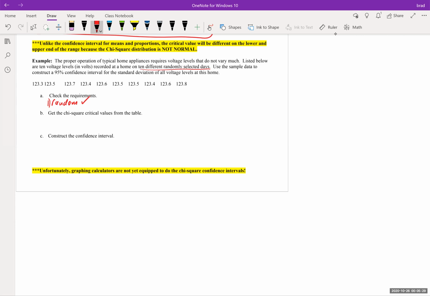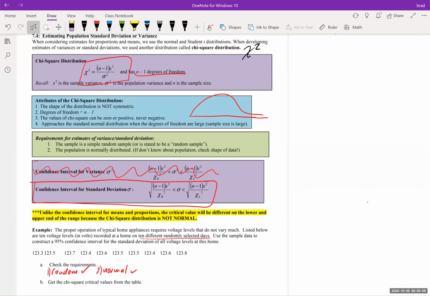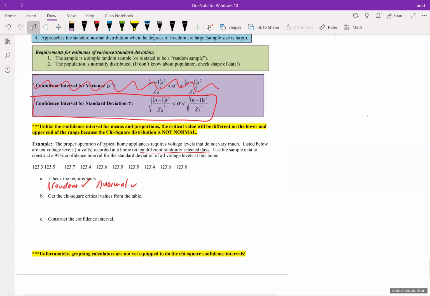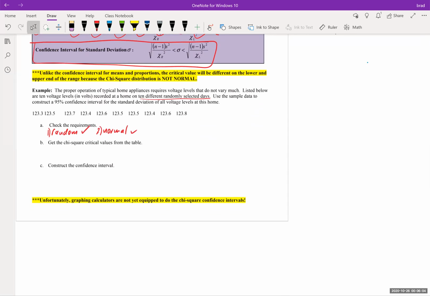Let me see here. Where does it say? Use a sample. The proper operation of typical home appliances requires that the levels do not vary much. Listed below are 10 voltage levels in volts recorded on 10 different randomly selected days. Use the sample data to construct a 95% confidence interval for the standard deviation. Well, they don't mention that it's normal, but we're just going to have to assume it is for this particular problem, otherwise we could not work with it. I'm just going off what they say our requirements are. So I'm not going to check the shape of the data. I'm going to assume that it is, otherwise they wouldn't ask me to do it.